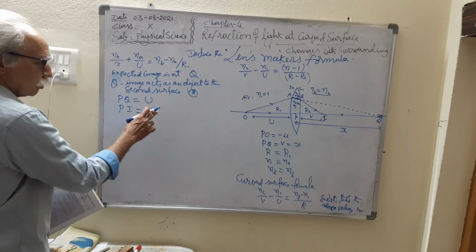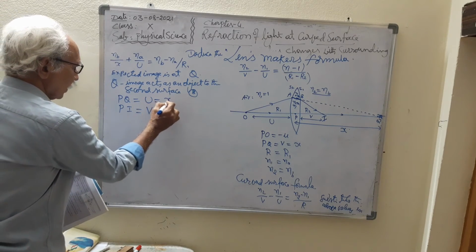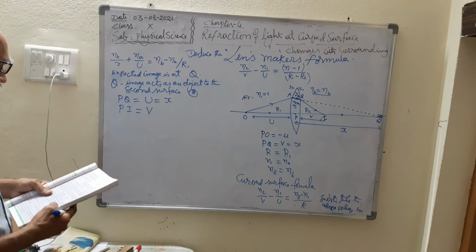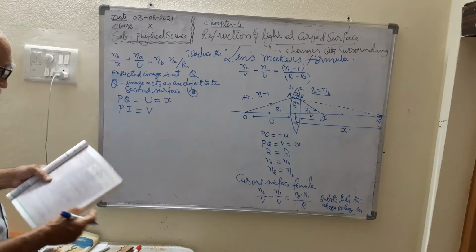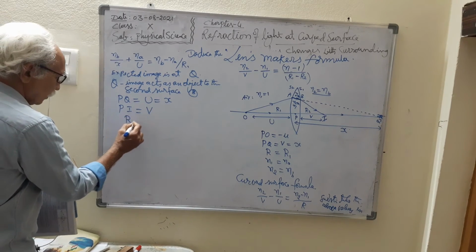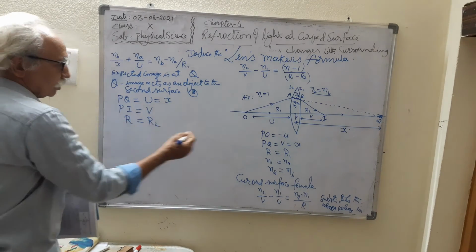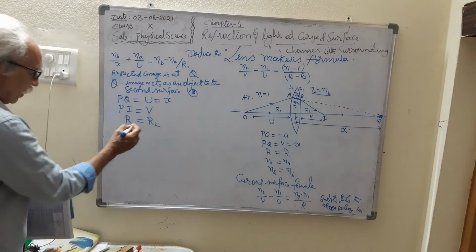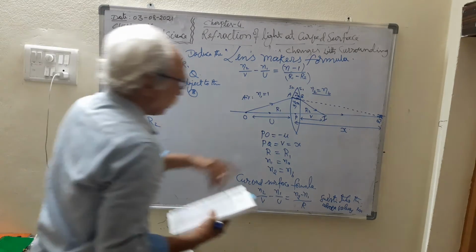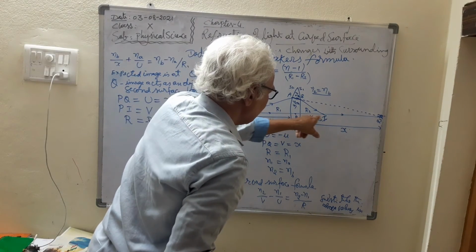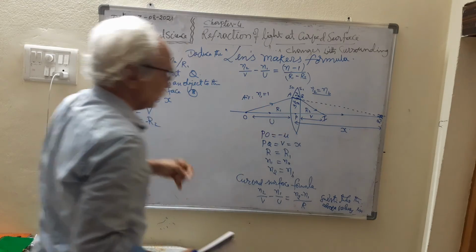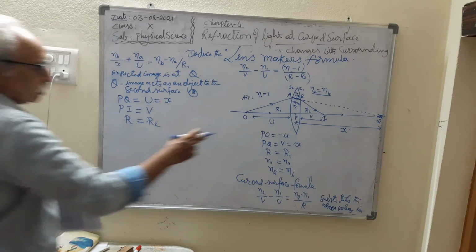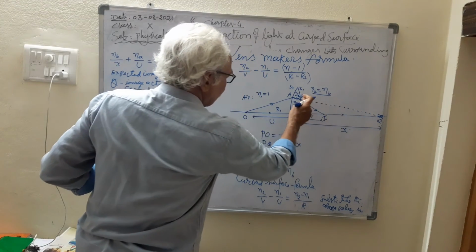So PQ is equal to U, that is equal to x. x is the U, and PI is equal to V. Then the radius of curvature is equal to R2, the second surface radius of curvature. This R2 is negative because it is opposite to the incident ray. We are counting from the optic center to this side, and this direction is opposite to the incident ray, so it is called minus R2. Understand here? This is the object. This is the expected incident ray.